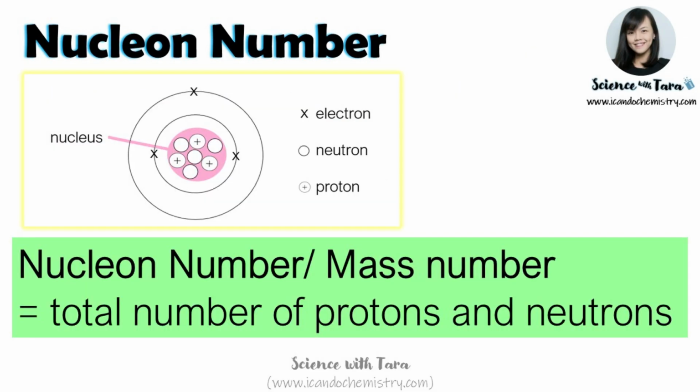Next, the total number of protons and neutrons in the nucleus of an atom is called the nucleon number or mass number. Why so? The mass of an atom depends mainly on the number of protons and neutrons it has in its nucleus. Mass of electrons is so small, it's negligible. Hence, to determine the mass of an atom, we just need to consider that of protons and neutrons, which are concentrated in the nucleus.